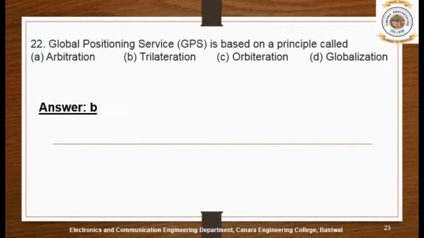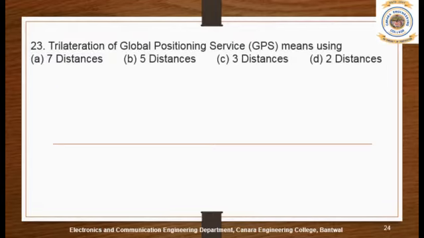Next, GPS is based on a principle called trilateration. We normally consider it the global positioning system, which we use to track any vehicle or any device. That is used in the trilateration process. Trilateration in global positioning devices means using three distances. Tri means three, so that is what we use, three distances.